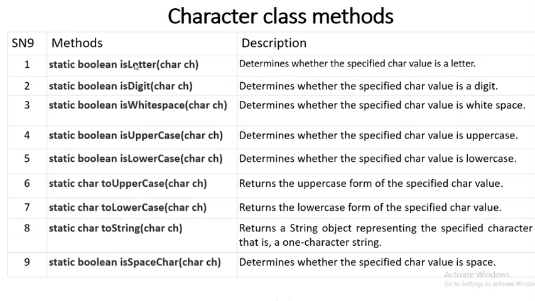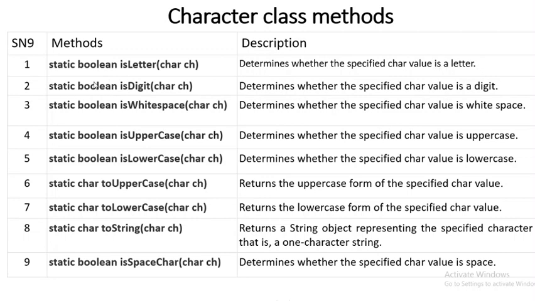The return type is boolean, isLetter(char ch). You can use it like Character.isLetter and specify any character. It will check whether the specified character is a letter or not. If it is a letter, it is true, otherwise it is false. It determines whether the specified char value is a letter.